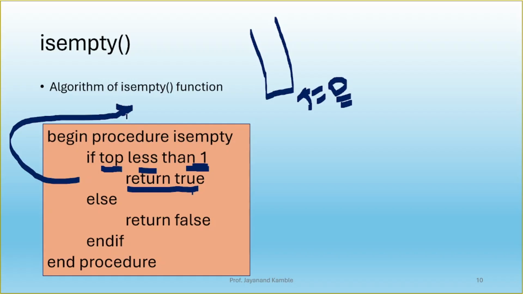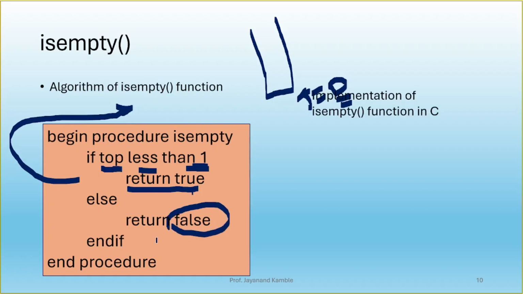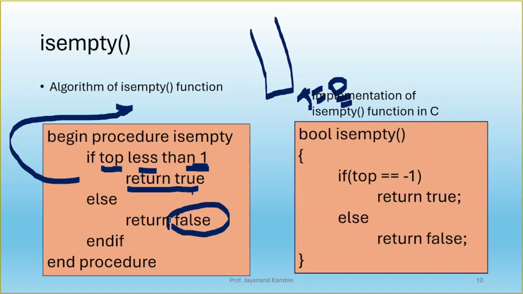So when my stack is empty, the pop operation cannot be performed, right? Now if my stack is not empty, it is going to return false. I can perform the pop operation. Is this clear? The same code can be written as a C function similar to is full. Is empty is going to return a boolean value.